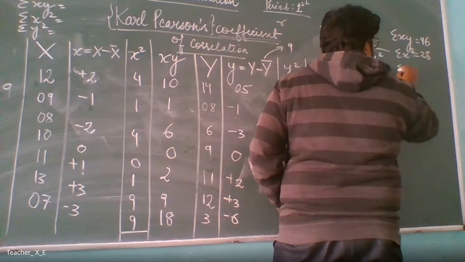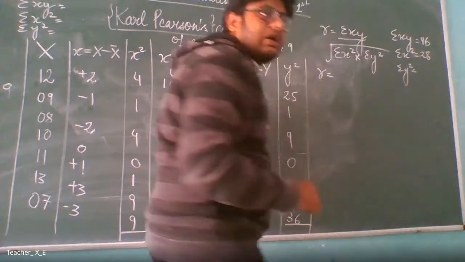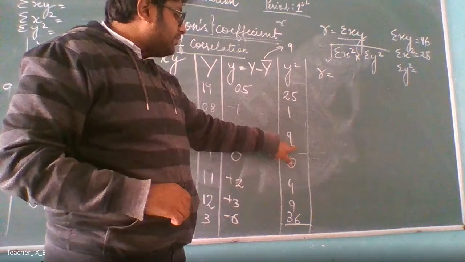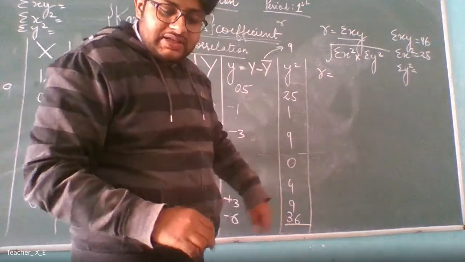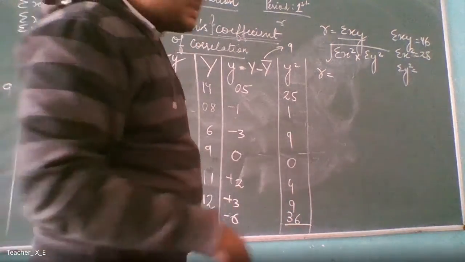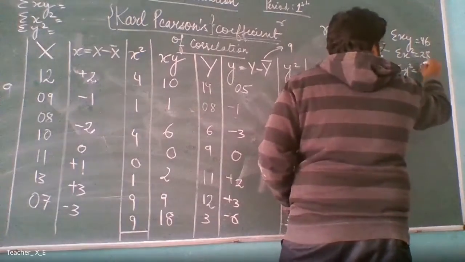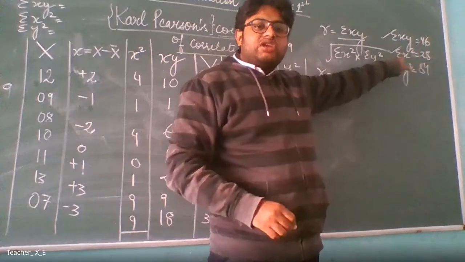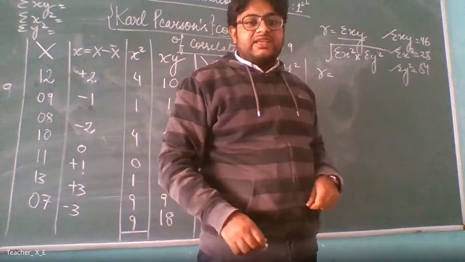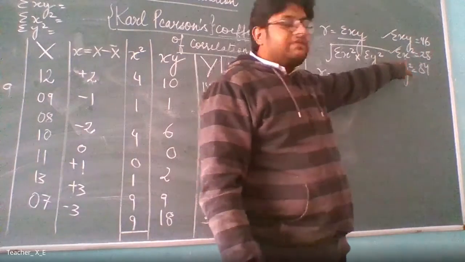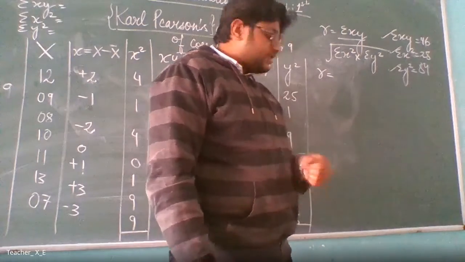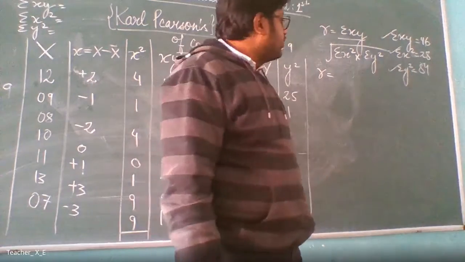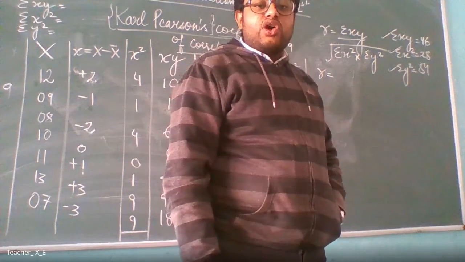And likewise, we will calculate the summation of y square by adding this row: 25 plus 1 plus 9 plus 0 plus 4 plus 9 plus 36. I will get 84. So I have got all three parameters. I have got the summation of xy, that is equal to 46. The summation of x square is equal to 28. And the summation of y square is equal to 84. Then I will put all the things in the formula.